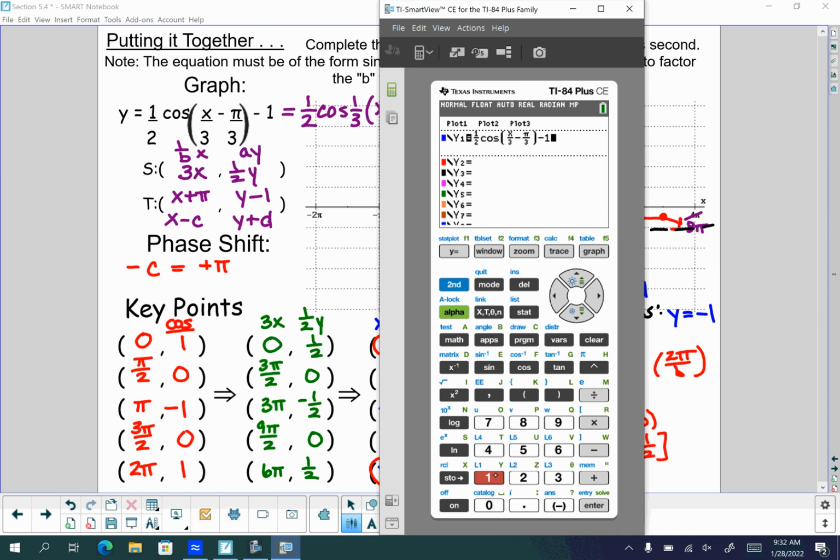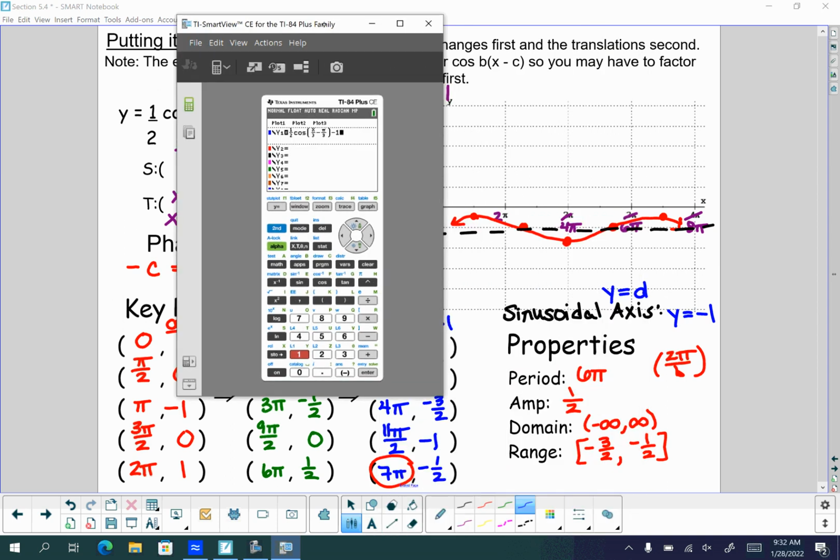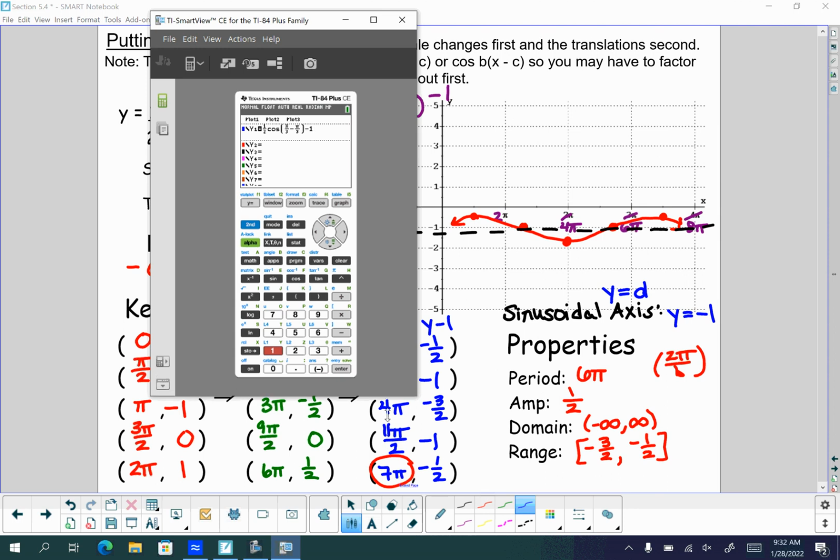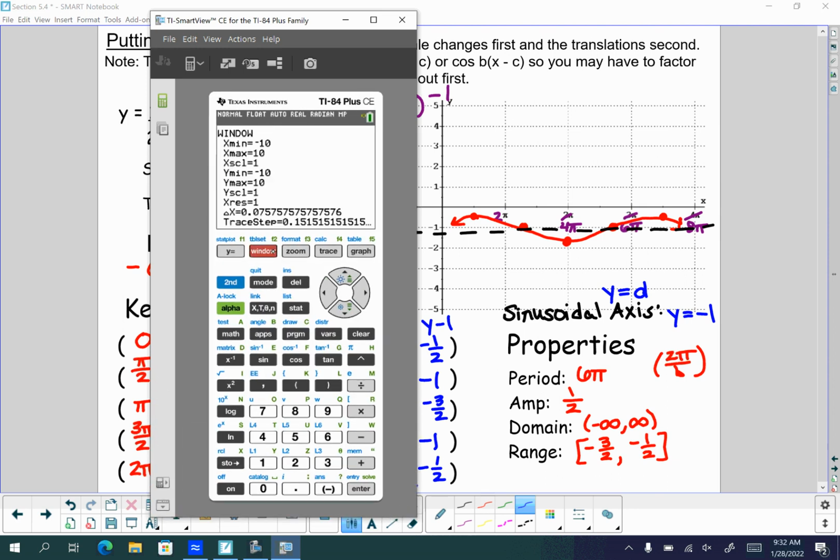Got the equation in, it's in radian mode. The only other thing you have to do is change the window to match the window that we have graphed this on. So we're going to hit window, it's right next to y equals, and change these settings to match what we have in our picture. So what we see will hopefully be exactly what we have in this picture.